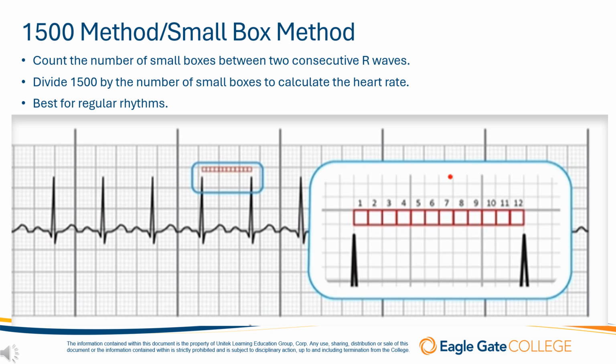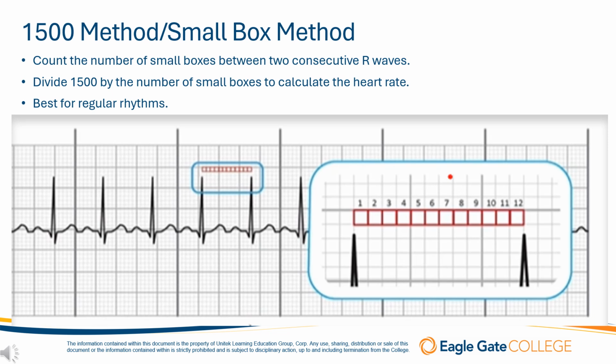Carefully count the number of small boxes between the peaks of the 2 R waves. Each small box on the ECG graph paper represents 0.04 seconds. So for example, if there are 20 small boxes between 2 consecutive R waves, note down this number. The number 1500 is derived from the fact that there are 1500 small boxes in 1 minute, because each small box represents 0.04 seconds, and there are 60 seconds in a minute. 1500 times 0.04 equals 60.